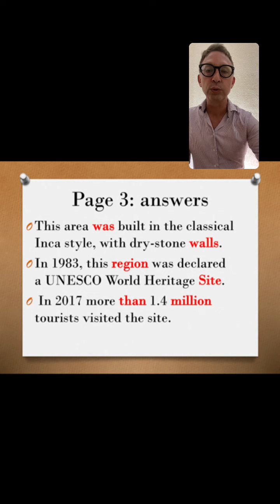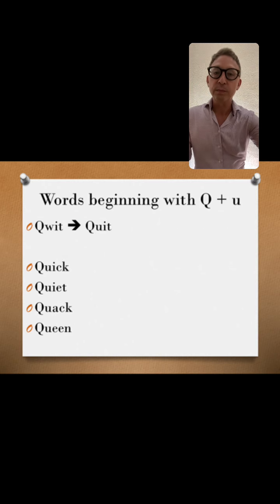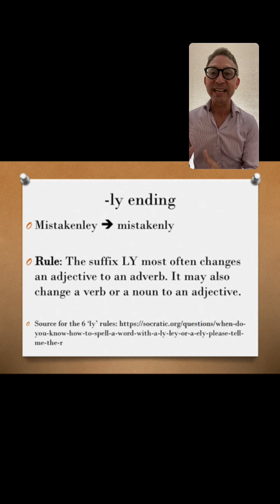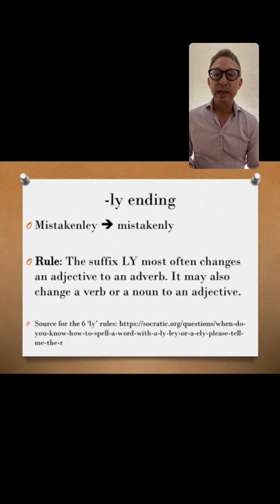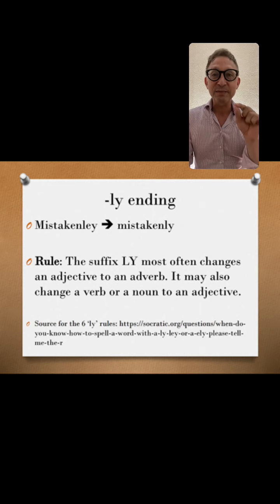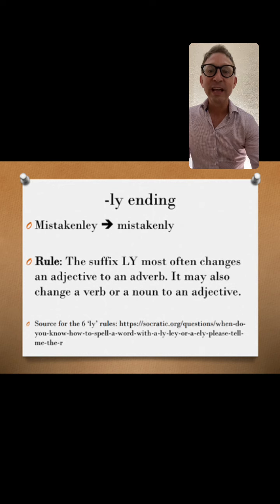Let me go through some of the other rules, so we know the QU rule. Now we've just done that. Let's go to the next one, and that's L-Y. We had mistakenly, L-E-Y. In general, if you're moving from an adjective, like mistaken, I was mistaken, to mistakenly, which is an adverb, you write that mistakenly. I was mistakenly given this information. If the adjective ends in a consonant, like here we have an N, the adjective mistaken ends in a consonant, the adverb is generally always L-Y. So that's a basic rule that you can hang your hat on. When I say hang your hat on, it's an idiom that means you can depend on it.